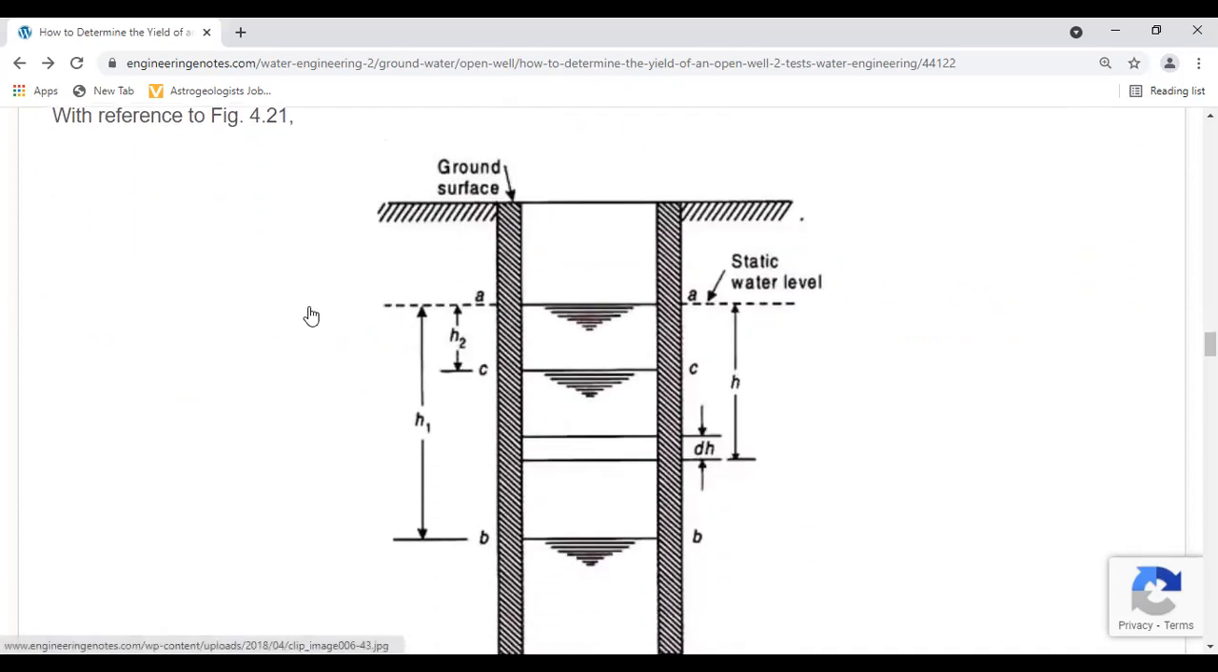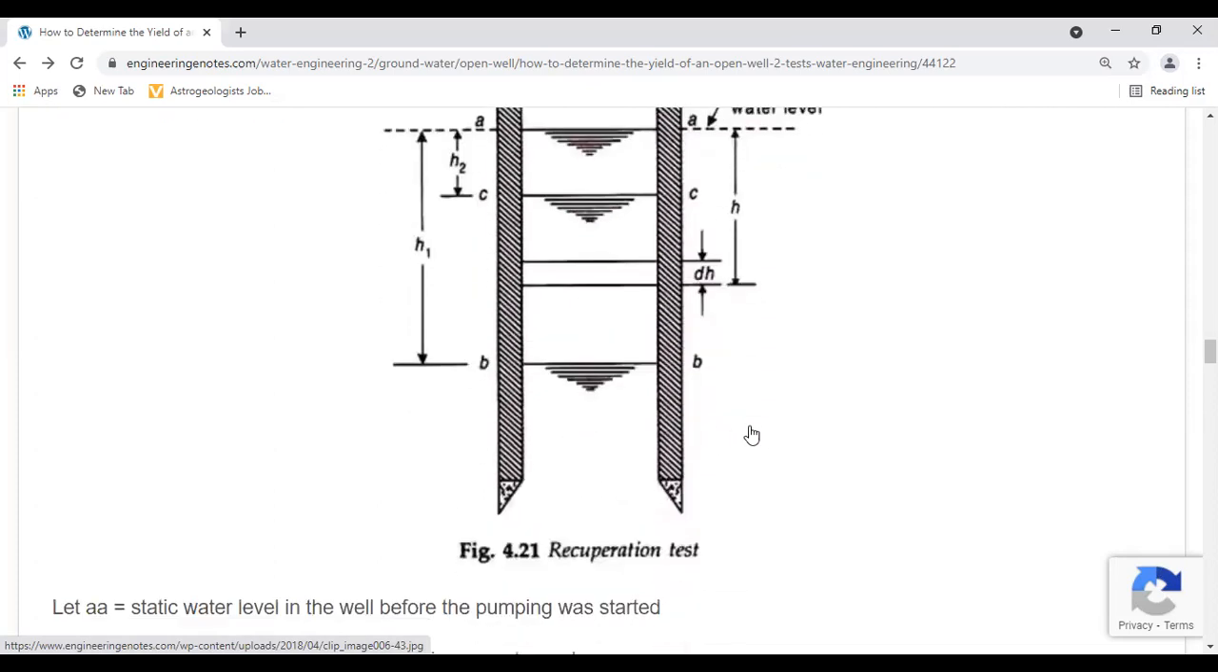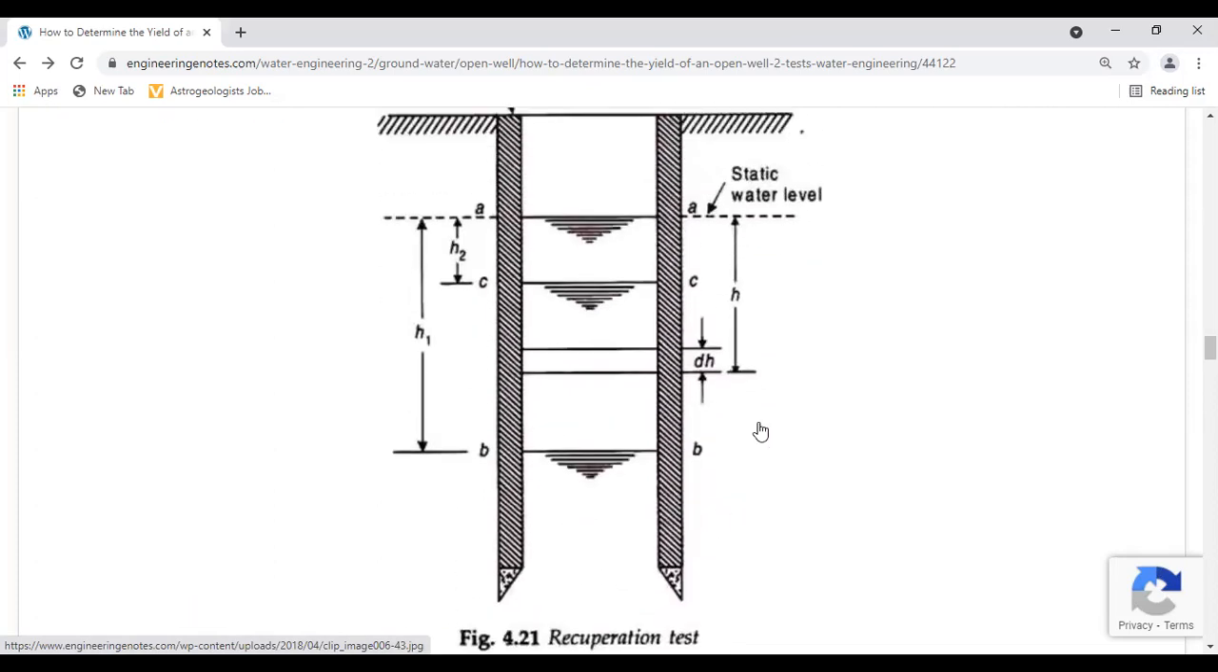With reference to the figure, this is the ground surface, this is the static water level. Here H2, this is the C, this is the DH, this is the BD. This is the recuperation test.